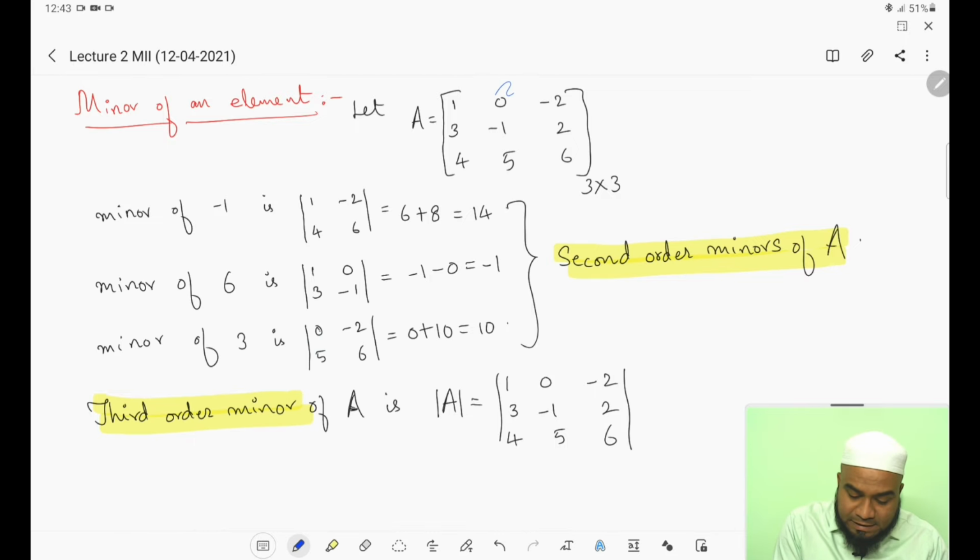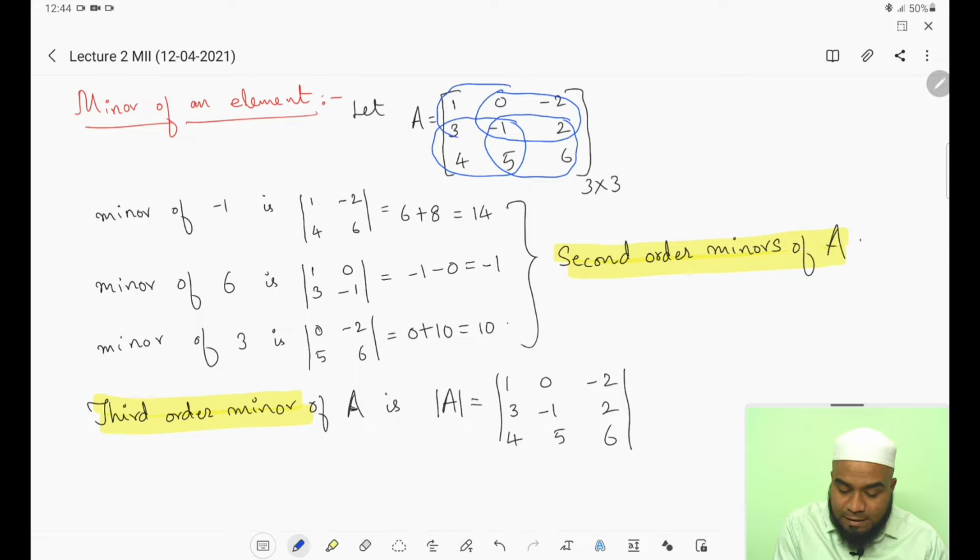so one minor will be, if I select these entries, this is a 2 by 2 minor, I can select these entries. This is a 2 by 2 minor, I can select these entries. This is a 2 by 2 minor, I can even select these entries. This is a 2 by 2 minor, or else I can select like this, 1, minus 2, 4, 6, or else I can select 1, 0, 4, 5, or else I can select 0, minus 2, 5, 6, or else I can select minus 1, 2, 5, 6. So the number of possible options will be there for forming my 2 by 2 minors.